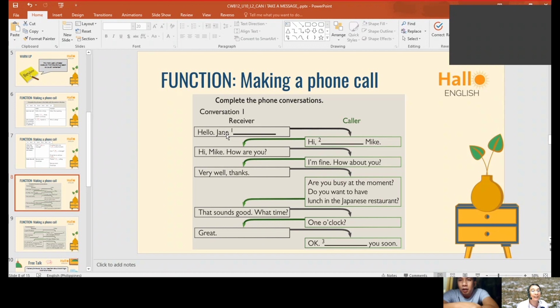We have to complete the phone conversation. After that, we have to practice.